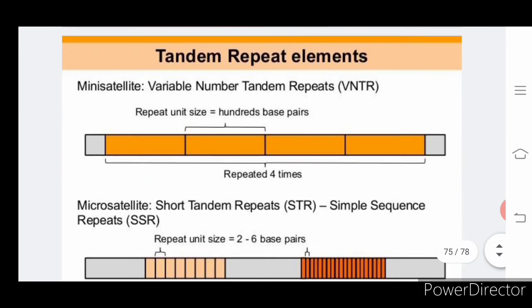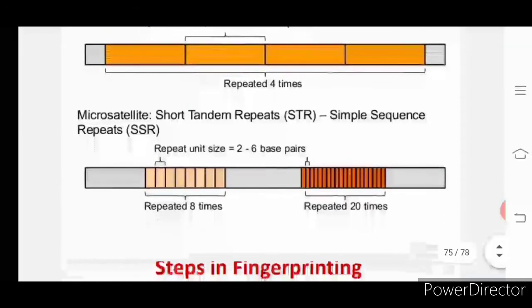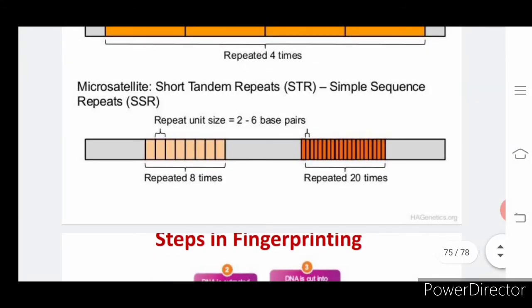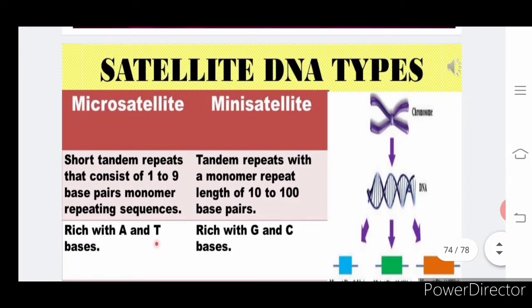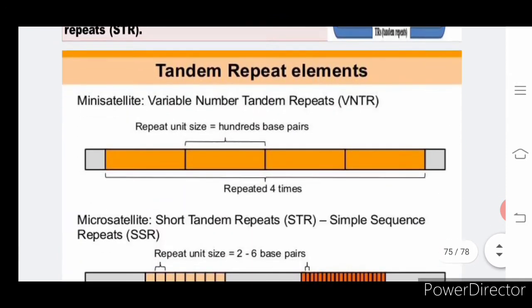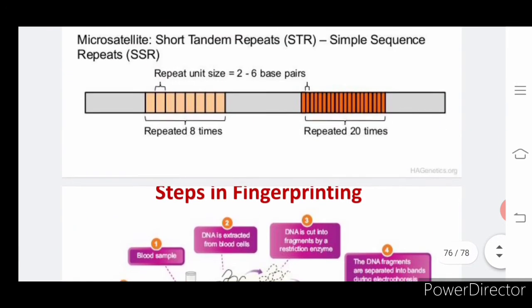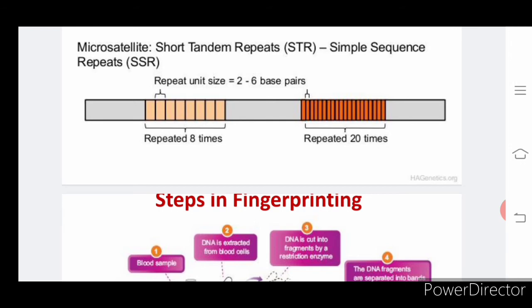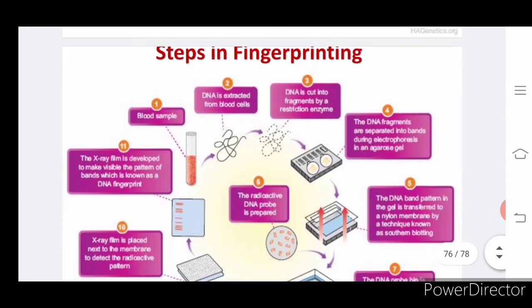Tandem repeat elements are nothing but the repetition of the sequence. Repeated units of 100 base pairs are the mini type of tandem sequence. It is called a minisatellite. Then we have the other thing that is called the microsatellite. Here we have the repeated sequence of less than 10 base pairs.